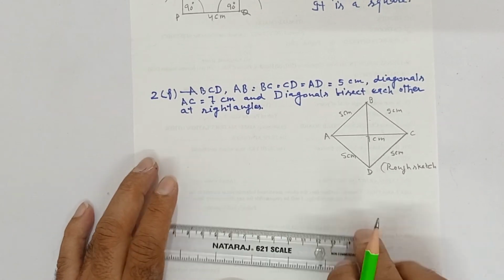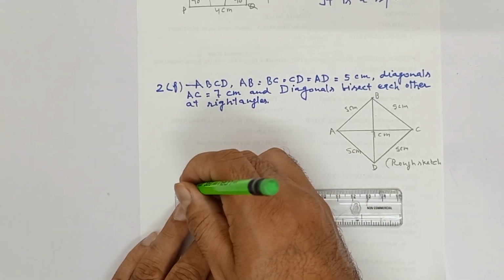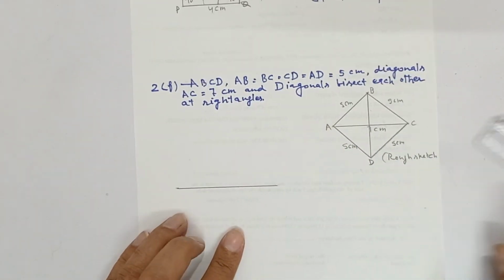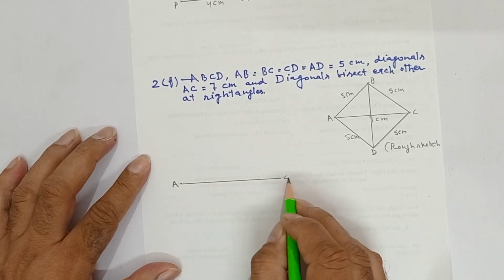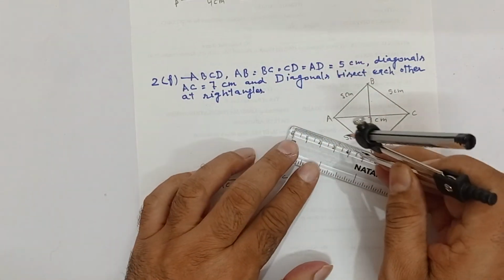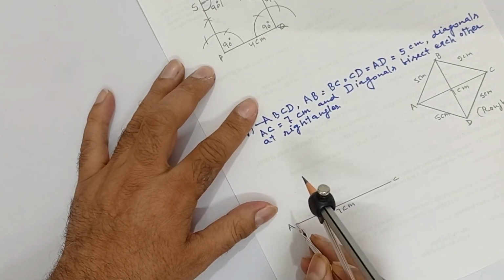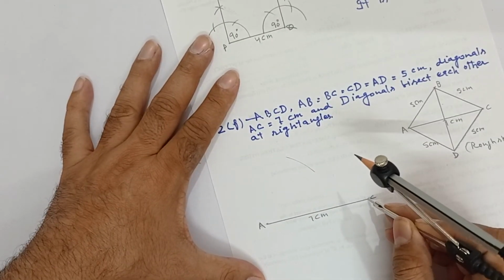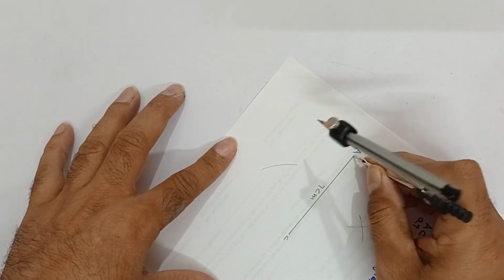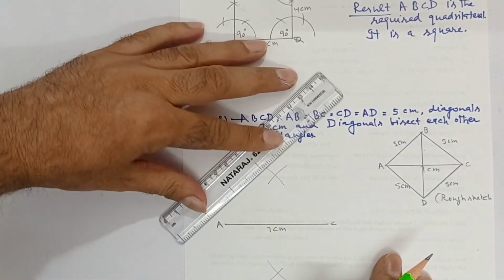Let's make the fair construction. Here 7 centimeter will be taken. This is 0 and this is 7. Start stepwise. AC 7 centimeter. Now you need to open the compass once only, 5 centimeter. The same will be used for all the sides. So keep the compass tip on A, 5 centimeter, on C 5 centimeter. Then from C below AC 5 centimeter. From here 5 centimeter. So we have cut all arcs of 5 centimeter.